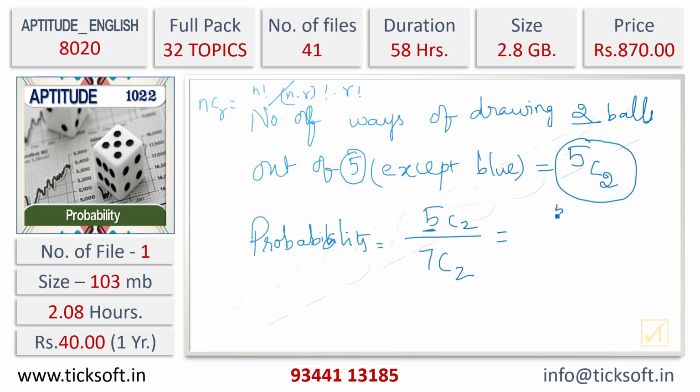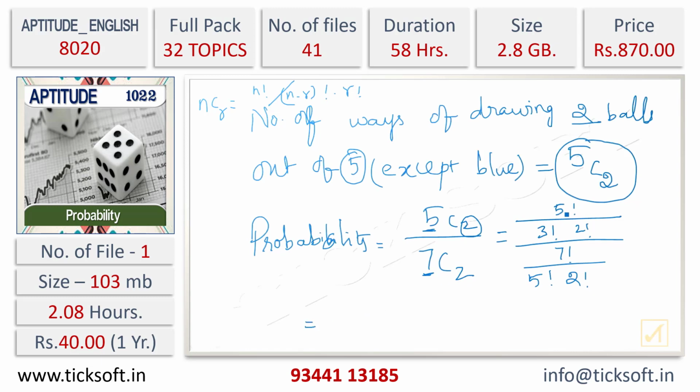So here n factorial is 5 factorial, divided by 5 minus 2 is 3, so 3 factorial into this 2 factorial. And this divided by, here n is equal to 7, so 7 factorial divided by 7 minus 2 is 5, so 5 factorial into this 2 factorial. Now this will be equal to what?